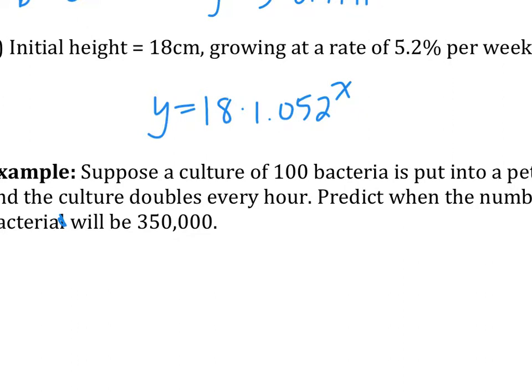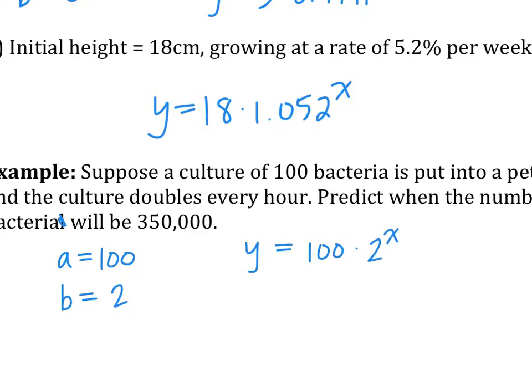From this information, can you tell what the initial value is? What is it? 100, because you start with 100 bacteria. Can you tell what B is? This is a little tricky. 2, because you're doubling. You're doubling, so it's like 200%, if you think of it that way. Every hour. So they want you to predict when it's going to be 350,000. So you're going to start with the equation, right? So you have a and b, so that's 100 times 2 to the x.